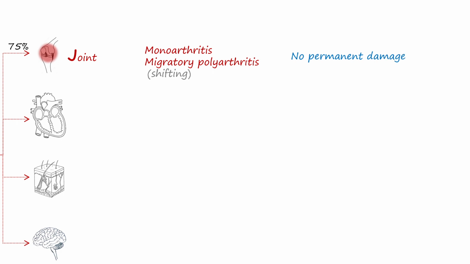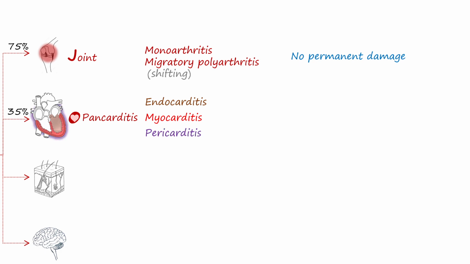Around 1/3 of patients experience pancarditis, which involves inflammation across all 3 layers of heart tissue. Pancarditis includes endocarditis, myocarditis, and pericarditis. Endocarditis involves inflammation of the inner lining of the heart, including the heart valves. The mitral valve is commonly affected, although the aortic valve may also be involved.